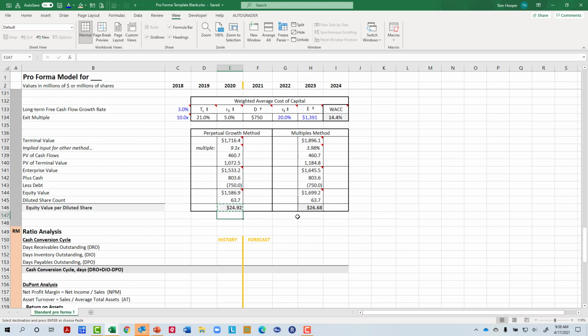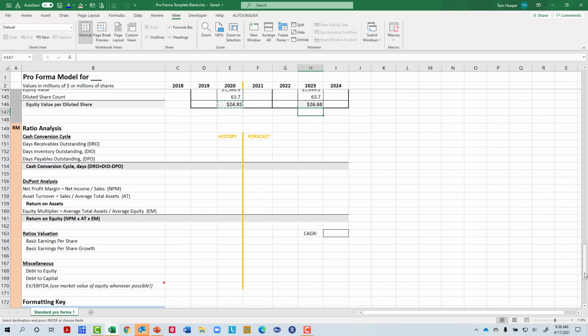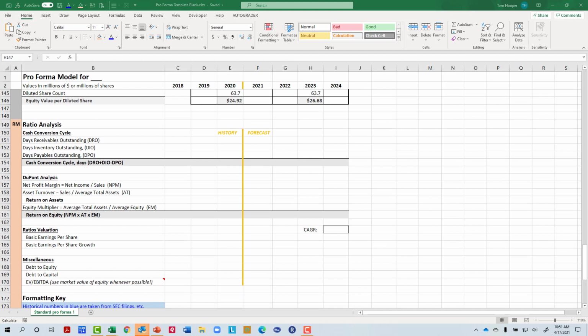So we have calculated a share price using 2 methods. We could average those together, put it on our dashboard as the best method. And in the next video, we'll do some ratios.